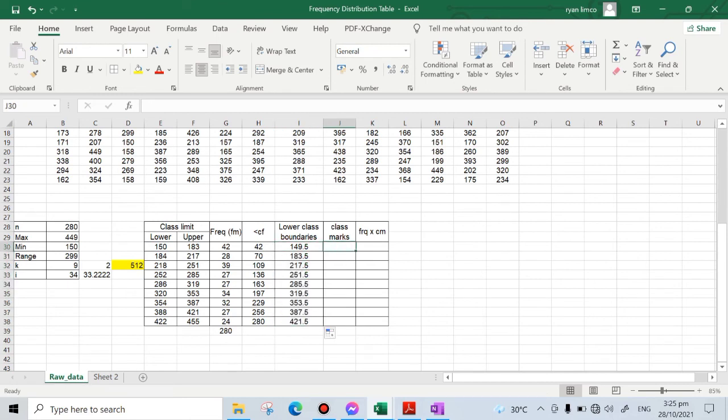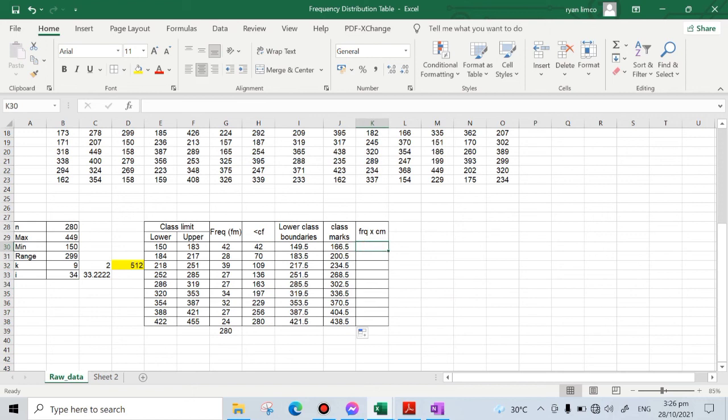Ayan. Si class mark naman is yung gitnang data, no, between this interval. So, from 150 to 183, yung gitna nila, yun yung class mark natin. So, that is just equal to 150 plus 183. I-divide lang natin ng 2. So, that's 166.5. Drag down natin. So, yan yung ating mga class marks.